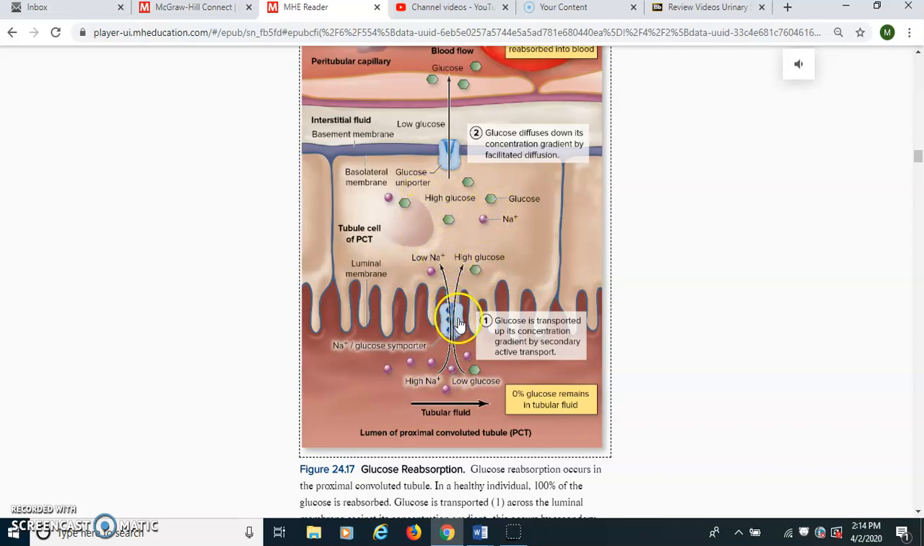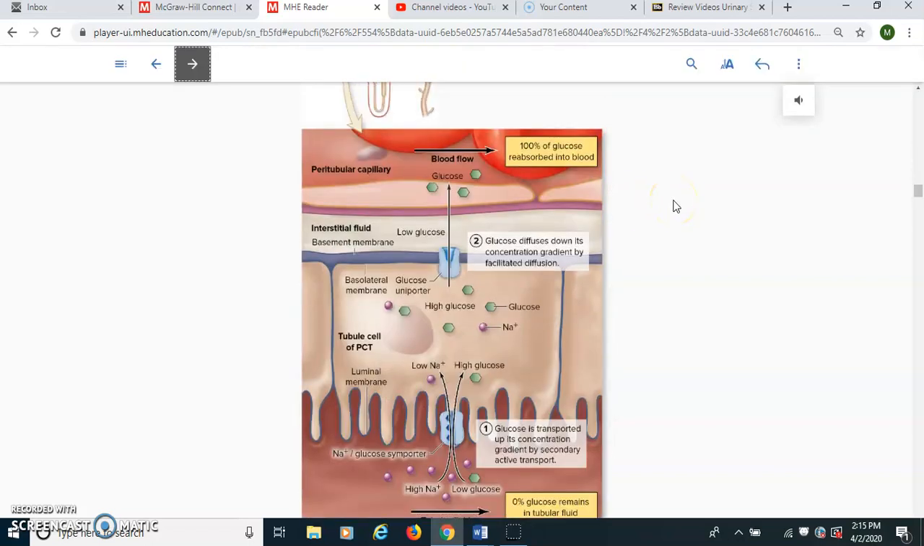Once the glucose uses that little protein pump to get in, it needs to move through the basolateral membrane, the membrane at the base of the cell. It has to use another membrane protein. In this case, it's going from high concentration to low, so it just diffuses down its concentration gradient into the interstitial fluid, and then it moves directly into the blood after that.